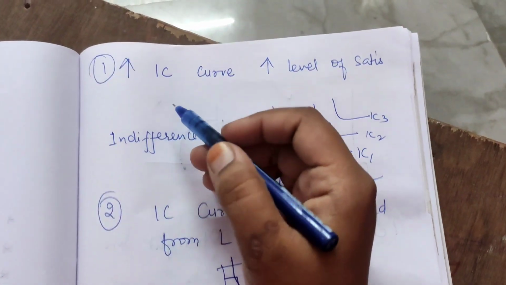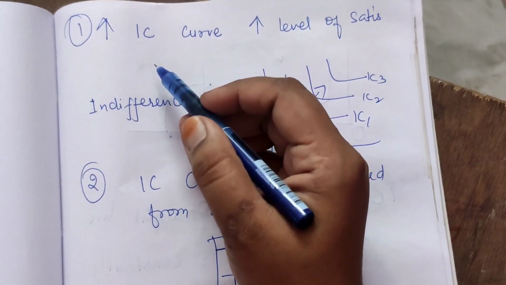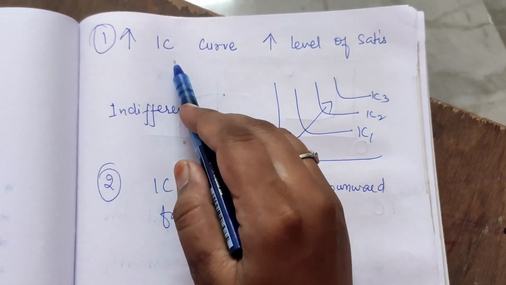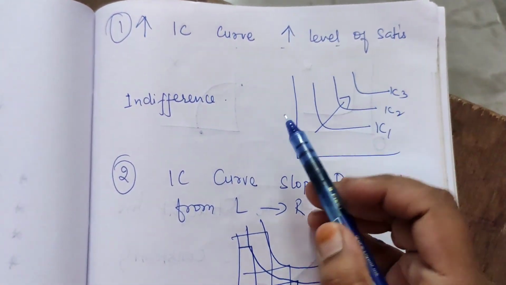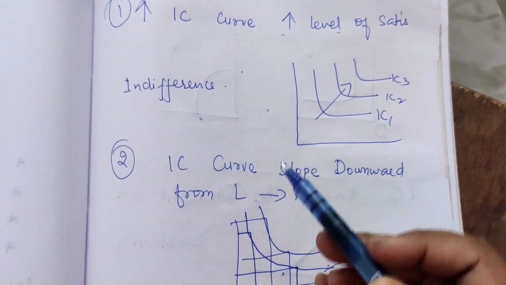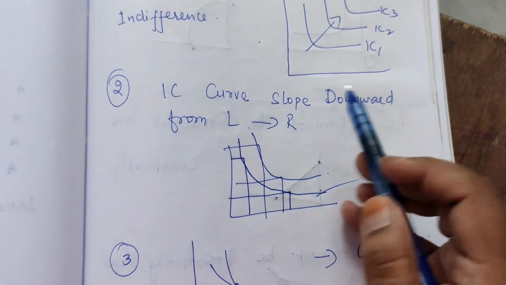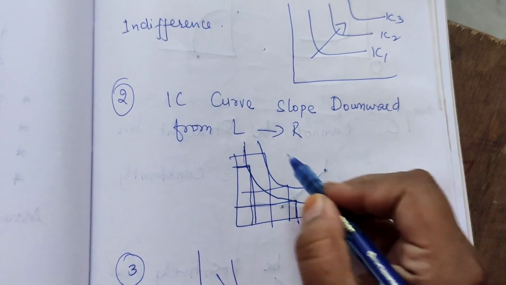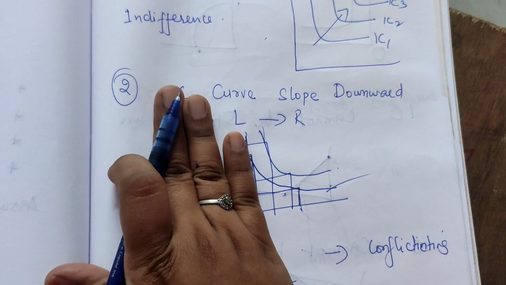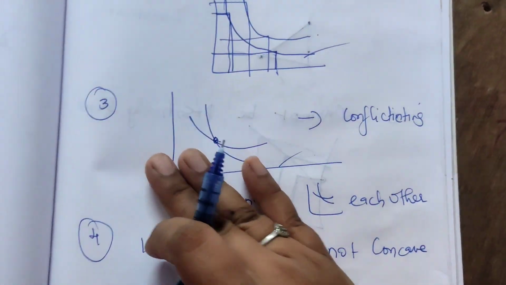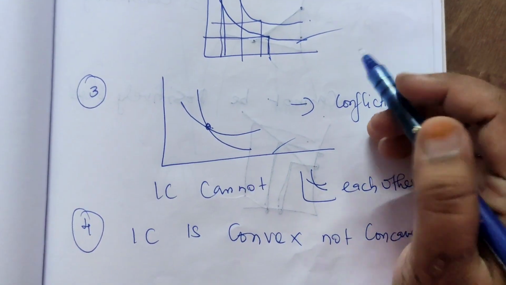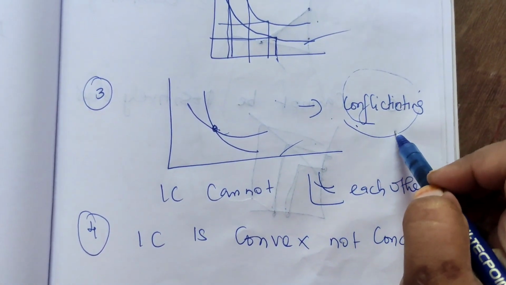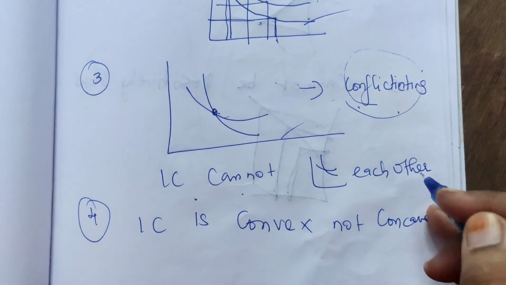After that come the features of the indifference curve. First, a higher IC curve means a higher level of satisfaction. Higher the indifference curve, higher the level of satisfaction. This is the first feature. Second, the IC curve always slopes downward from left to right. Why? Because it shows different combinations of goods, so the IC curve will always slope downward from left to right. After that, IC curves cannot intersect each other. If IC curves intersect each other, it will lead to conflicting results. So IC curves can never intersect each other.